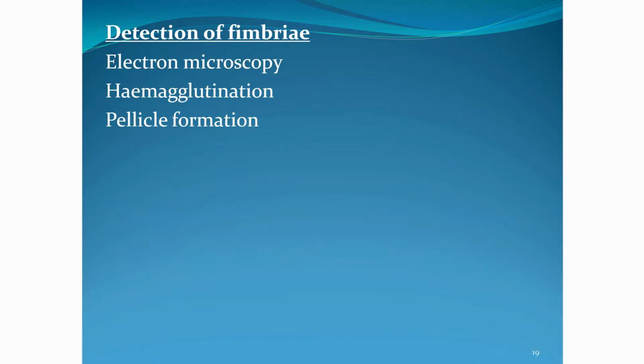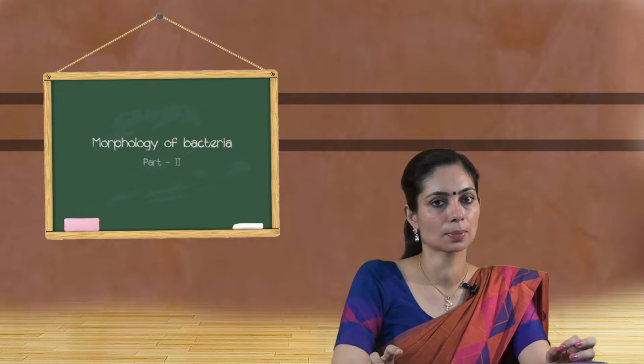How do you detect Fimbriae? Bacterial Fimbriae can be detected by using an electron microscope or some tests like the hemagglutination test. Pellicle formation is an indication of a fimbriated bacteria.